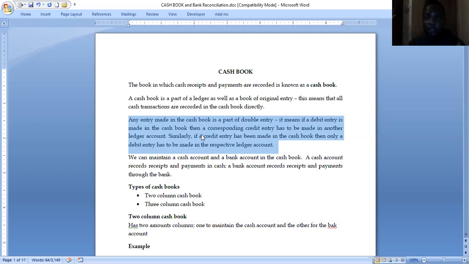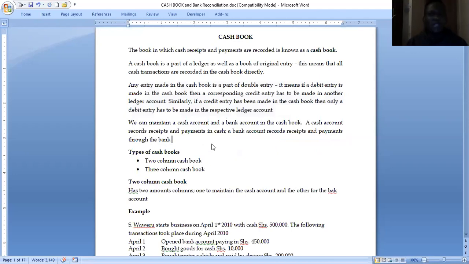The other thing that we need to note is the cash book is part of the ledger. You shall note in our examples that the cash book is just like any other ledger account, like the purchases account, like the sales account, like any other asset account, where the rules of double entry apply. So in a cash book, we can maintain two accounts or three accounts.